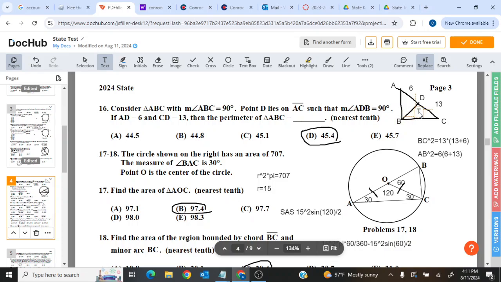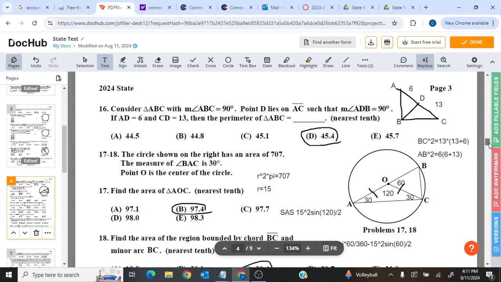If you remember, when there's two right angles like this, the two sides BC and AB are equal to the similar side times the entire side. So AB squared is equal to 6 times the entire 19, and BC squared is equal to 13 times the entire 19. Then once you have that, add AB, BC, and 19 to get a perimeter of 45.4.